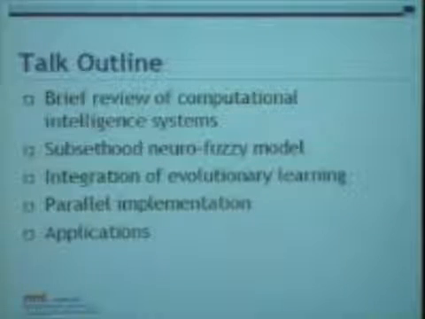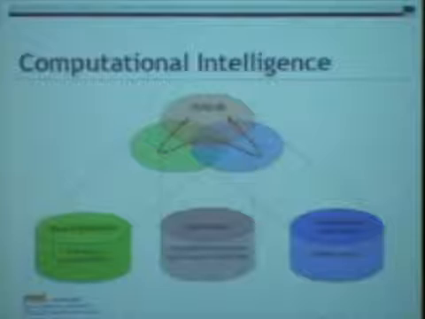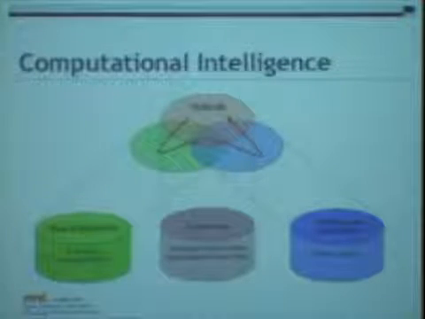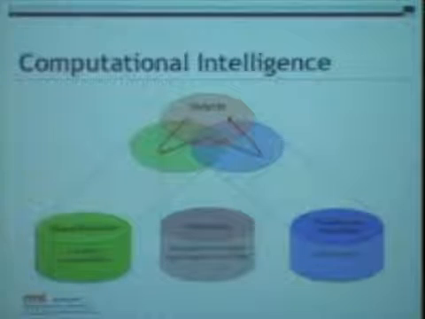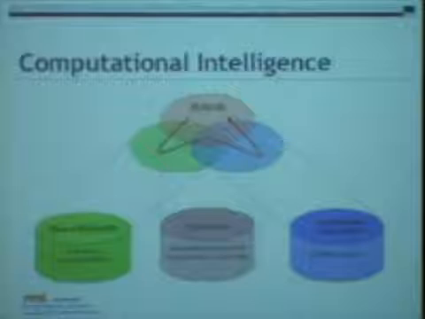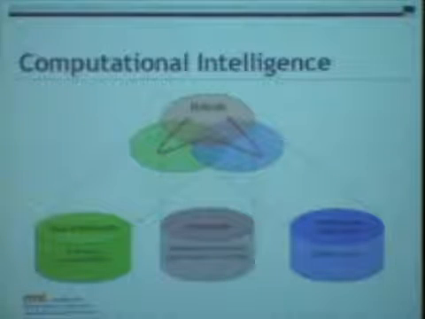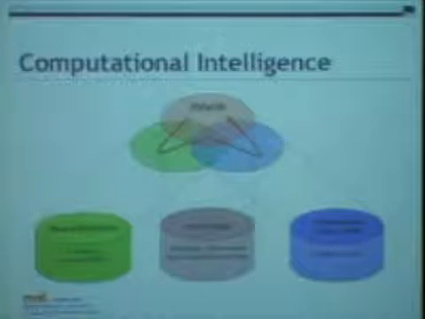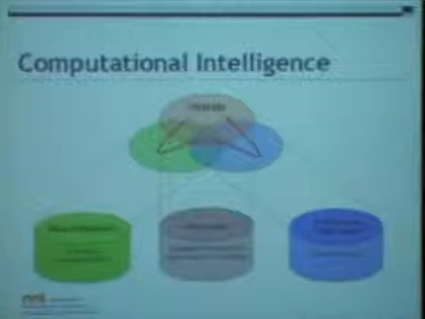Because I didn't know the background of the audience, I've got about 5 or 6 slides which will generally introduce the area. The computational intelligence paradigm is essentially a hybrid of 3 technologies: neural networks, which are well known for their learning and generalization ability; fuzzy logic, which is known for its linguistic information and approximate reasoning capabilities; and evolutionary algorithms, which are well known for their global search.